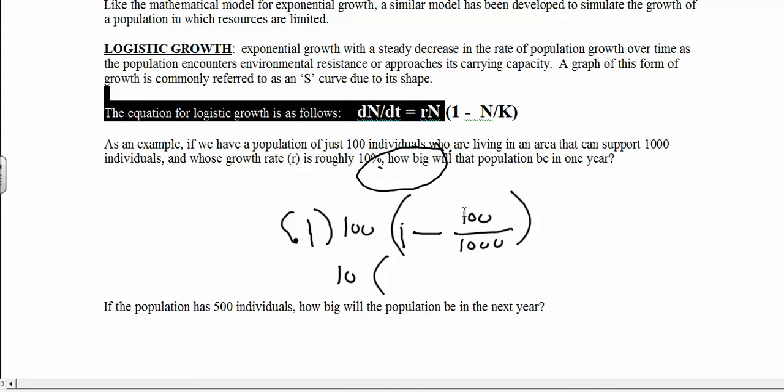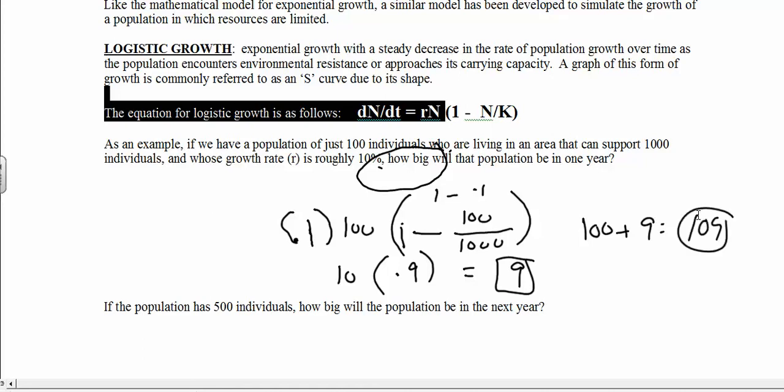But now that I've already filled up a fraction of my environment, I've basically already filled up 10%. This becomes 1 minus 0.1, or 0.9. So a way to think about this is, when I've already filled up 10% of my environment, or when there's 90% of my environment left to fill up, I only grow at 90% of my maximum capacity. So under normal exponential growth, I would have added 10 individuals. Now I'm actually only adding 9 individuals. So if I had to calculate what the new population is going to be, my starting population was 100. Now I've added 9, and that gives me 109 individuals.